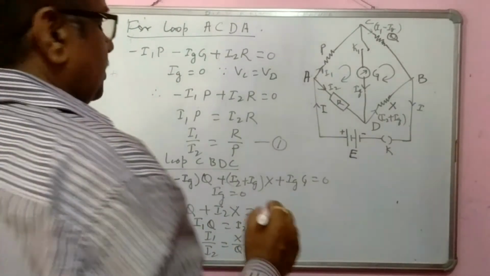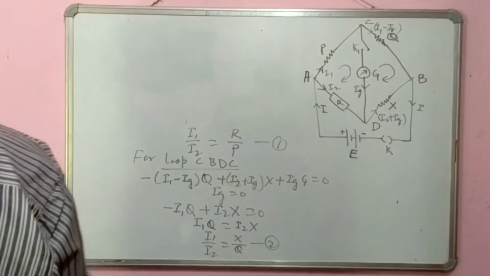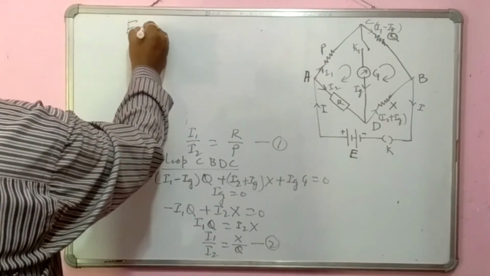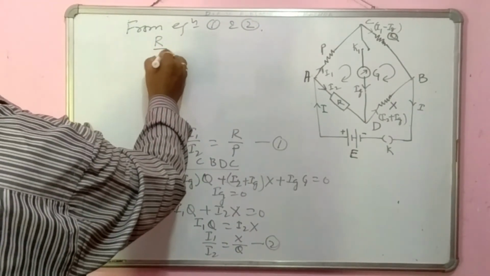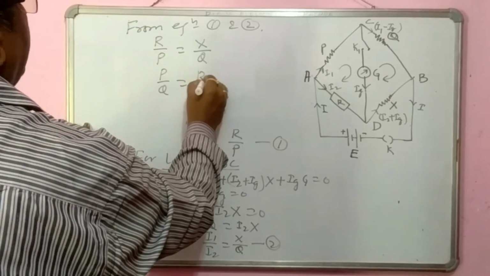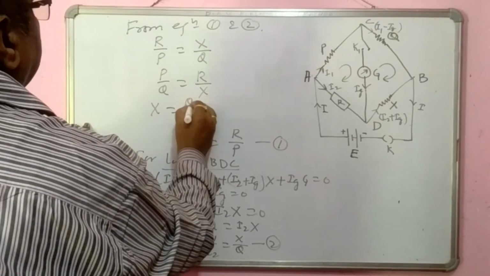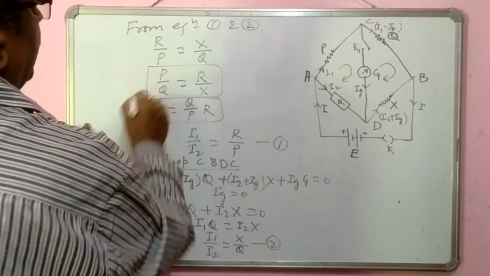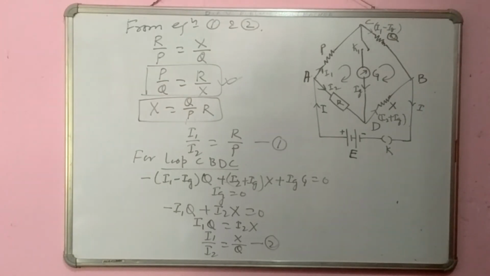Now using equations 1 and 2, as the left hand side I1 by I2 is the same, we get R by P is equal to X by Q. So we can write P by Q is equal to R by X. Therefore X is equal to Q by P into R. Thus we can calculate the unknown resistance also, and this is the proof of the balanced Wheatstone bridge.